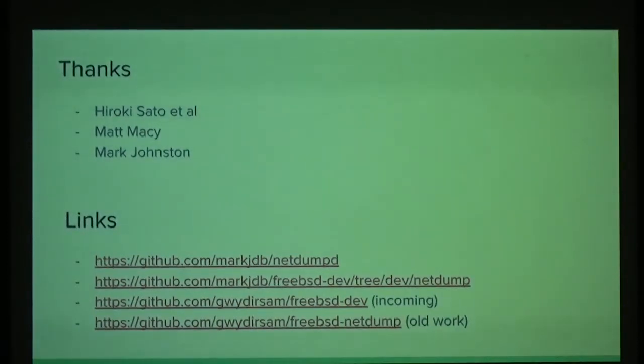If you want to look at this work, Mark's work is right here. Here's the NetDump server. That's in ports if you want to use it today. Then his FreeBSD development tree is right here. It's just a few commits on top of the tree, so you can pull those over as patches fairly easily. And then here's my work. FreeBSD dev is where you can get your slower NetDump if you'd like. And then my original work, before I rebased on top of Mark's IFLIB port as opposed to mine, is here.